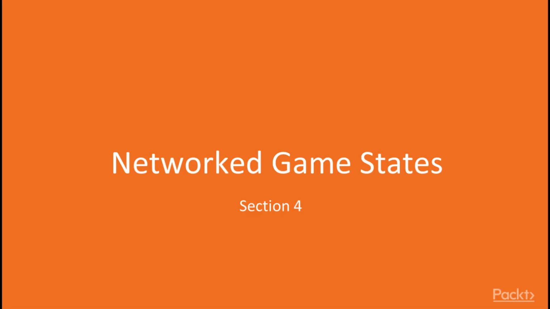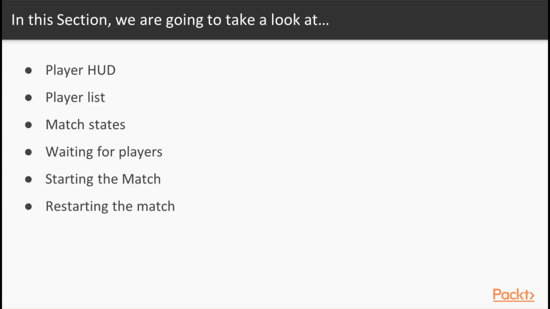Hello, and welcome to this section, Networked Game States. Now that we can host and join networked matches, it's time to start implementing the match logic that will control the flow of each map. In this section, we're going to tackle the player UI for displaying collected coins, current health, and the current power-up. We'll also implement the pause menu that will allow players to leave the game.